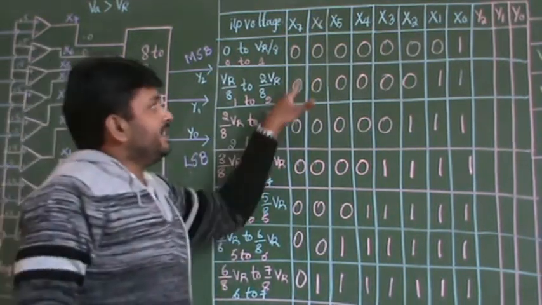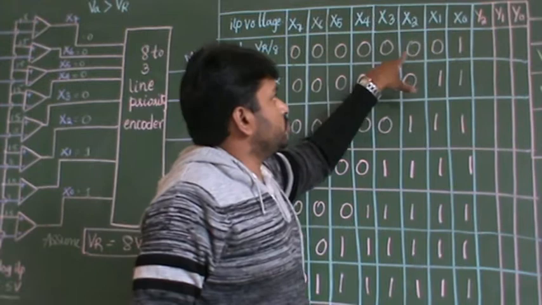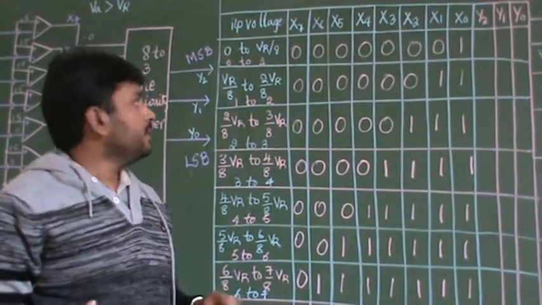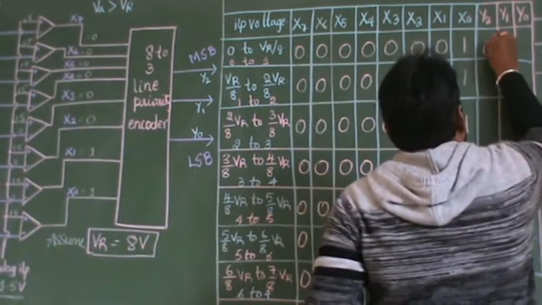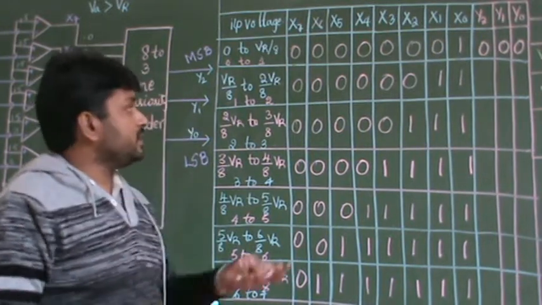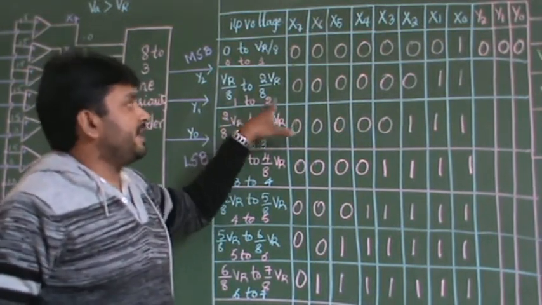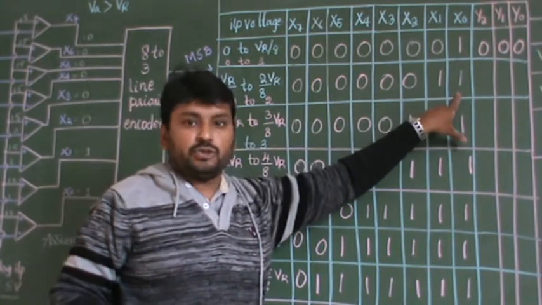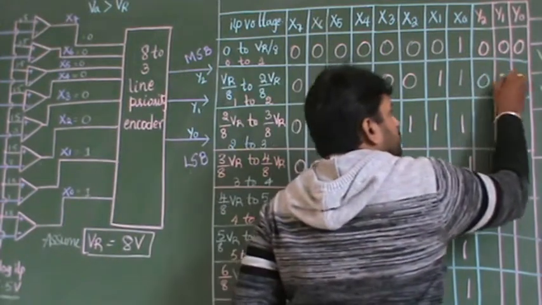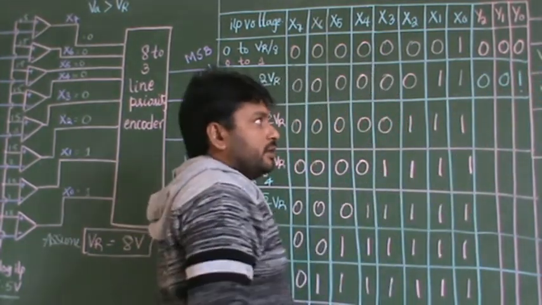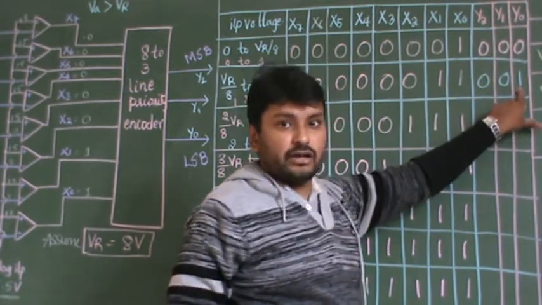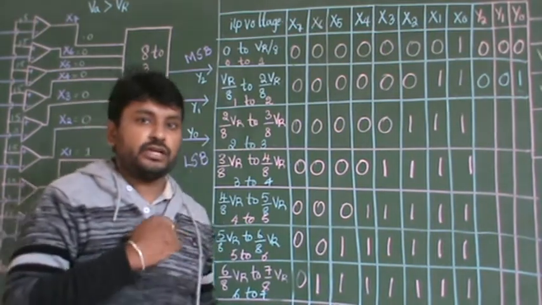Now, if it is 0, 0, 0, 0, 0, 0, 0, 1, what is your output? Giving the input as 1.5, your representation will be like this, right, to the priority encoder. So the priority encoder will give you 0, 0, 1. So this is the 0th value, this is the first value. That is, it will be giving the output as 1.